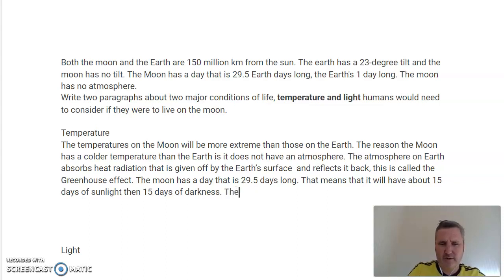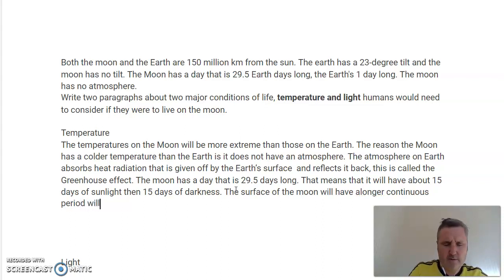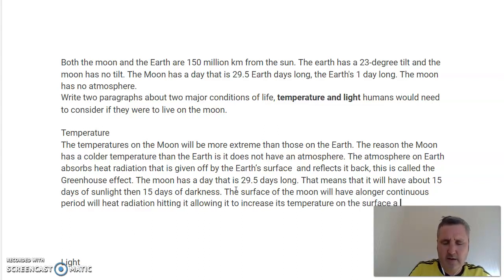So the surface of the moon will have a longer continuous period, it means in a row, a period of time, with heat radiation hitting it, allowing it to increase its temperature on the surface a lot higher than the Earth's.